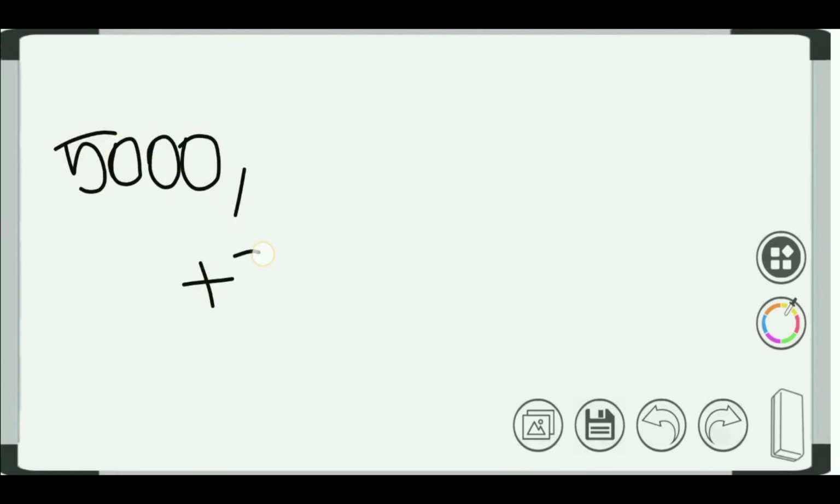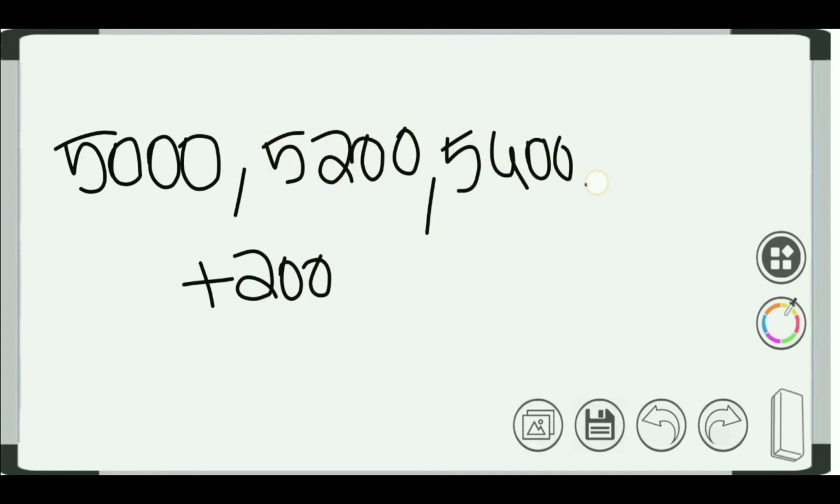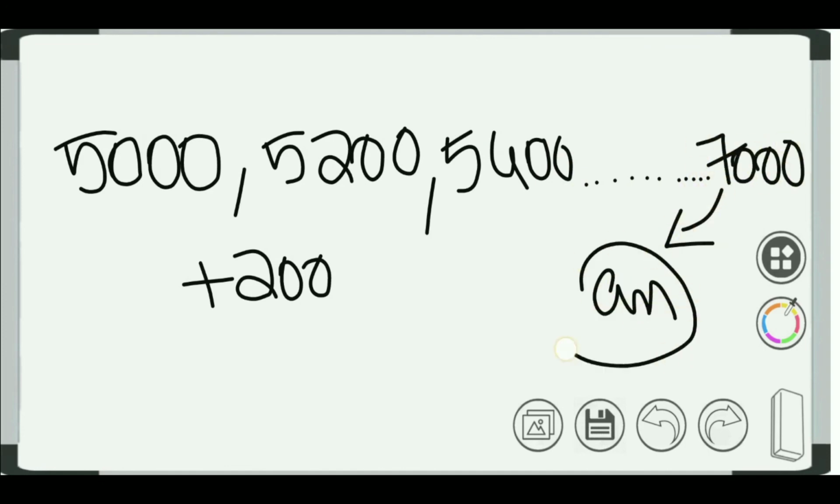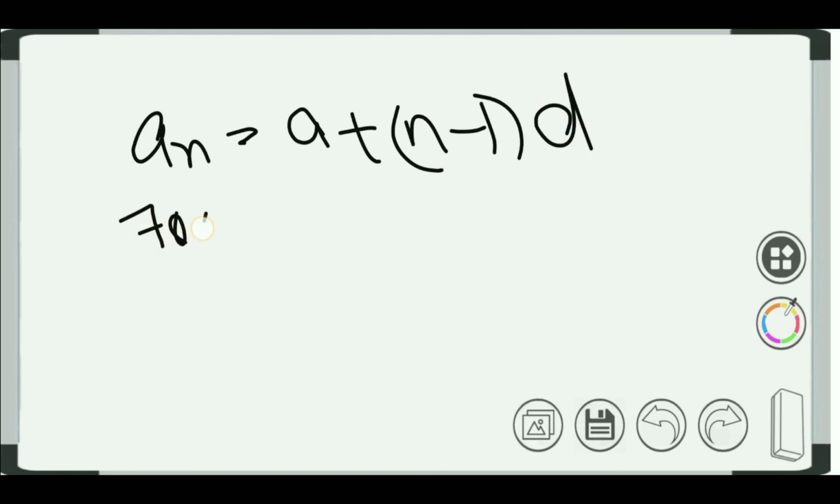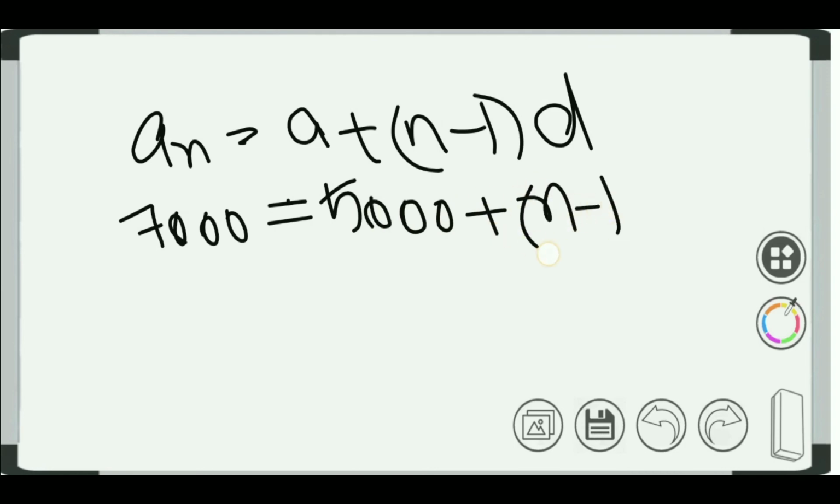So the salary started at 5,000. So your first term is 5,000. What is the increment? 200 rupees. 200 increment. So second term will be 5,200. Then 5,400. It goes on till 7,000. That means we need to take an as 7,000. A is equal to 5,000. D is equal to 200. Then find the value of n. an is equal to a plus n minus 1 into d. 7,000 equal to a is 5,000 plus n minus 1 into d is 200.